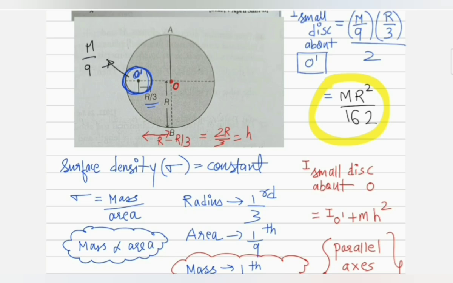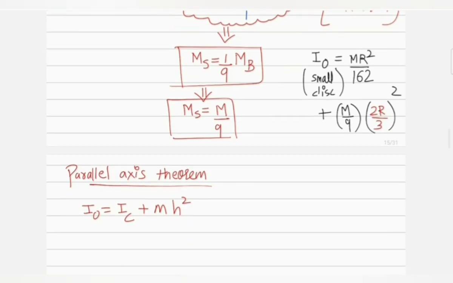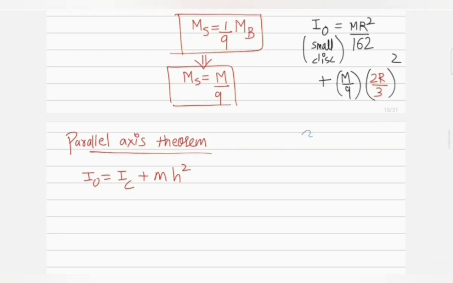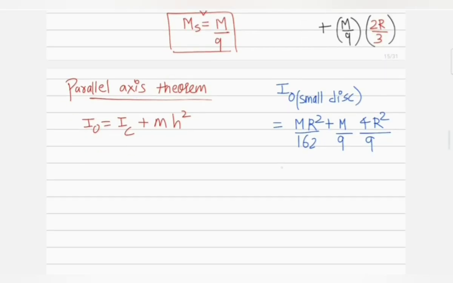बोलो बेटा, तो h का value क्या हो गया यहाँ पे? 2r by 3. Getting the students, let me extend this here. मुझे बताओ moment of inertia about O, right, for the smaller disk कितना मिलेगा बोलो बेटा, this will be mr² by 162 plus m by 9 multiplied by 2r by 3 the whole square, that will give you 4r square divided by 9, in fact 3 square will give you 9. यहाँ तक clear है students?